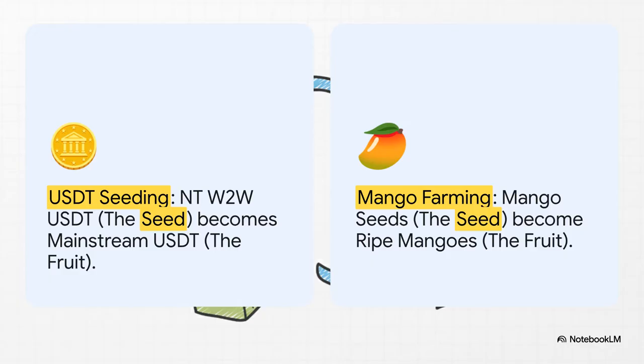And this slide really lays out the analogy perfectly. You see on the left, the W2W USDT is the crypto seed. The whole purpose is for it to become mainstream USDT, which is the fruit. It's the exact same logic you see on the right with a mango seed growing into a ripe mango.